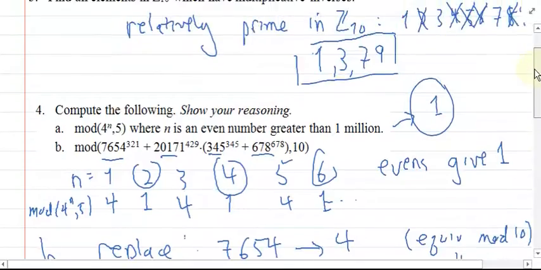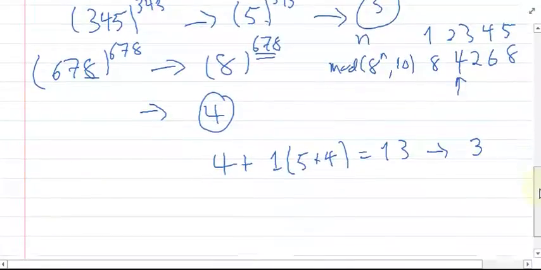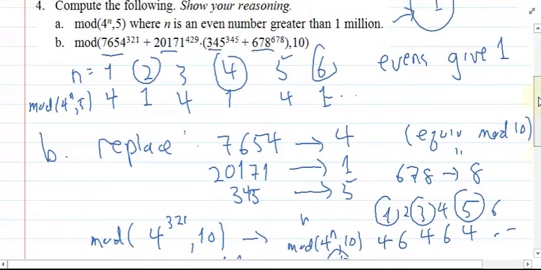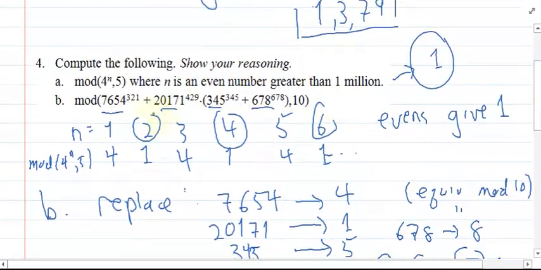I think that's right. All right, so that's how you do it. Remember, when you do modular arithmetic, the whole point is that you reduce your big numbers to small numbers within the modulus.